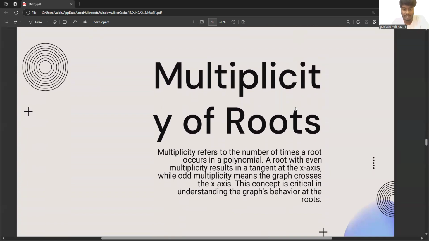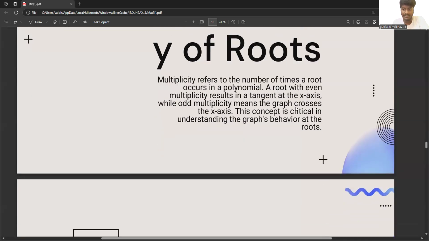Next, multiplicity of roots. Multiplicity refers to the number of times a root occurs in a polynomial. A root with even multiplicity results in a tangent at the x-axis, while odd multiplicity means the graph crosses the x-axis. This concept is crucial in understanding the graph behavior at the roots.